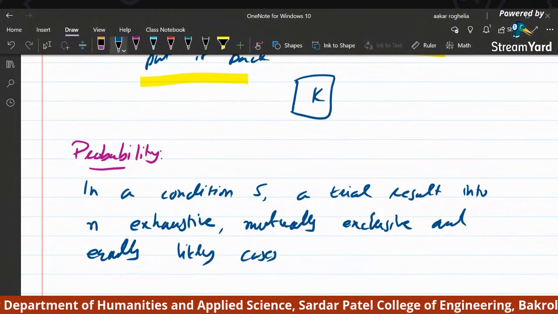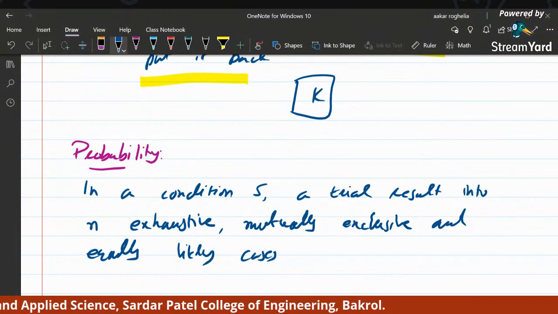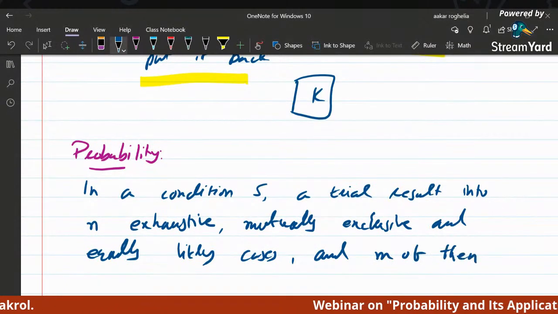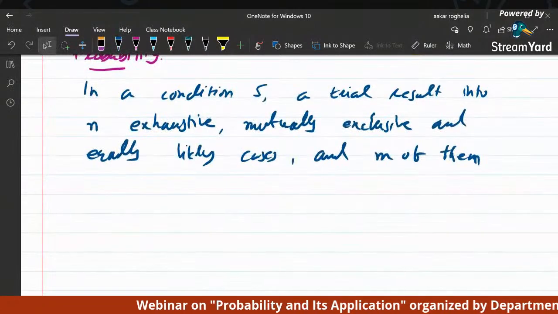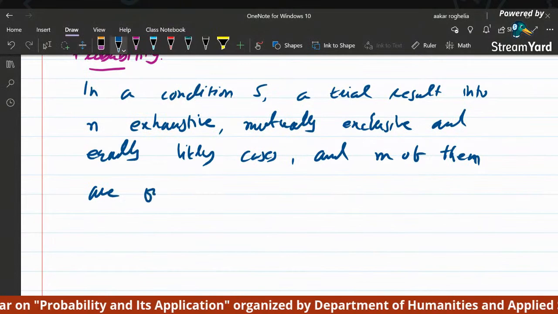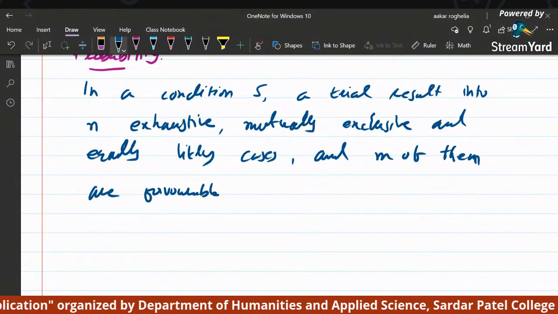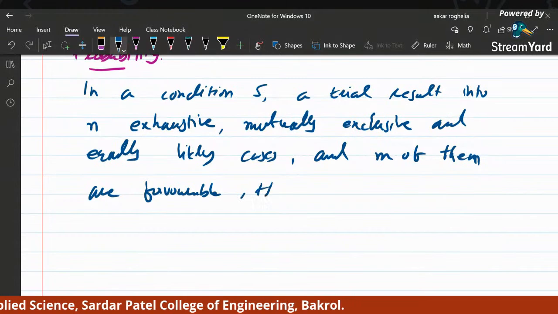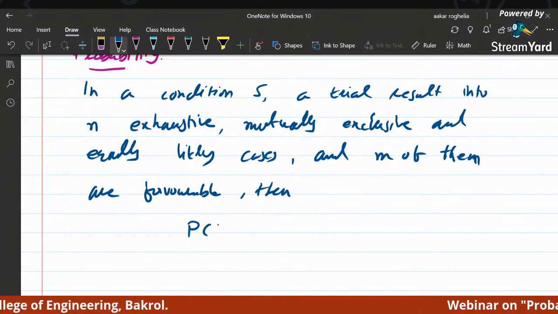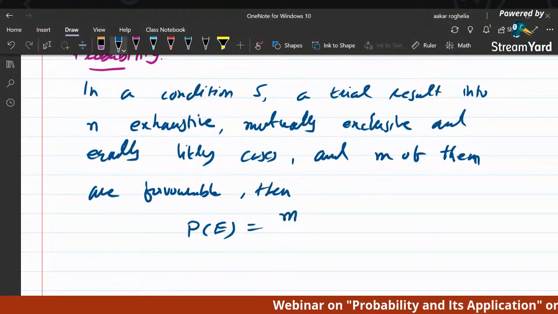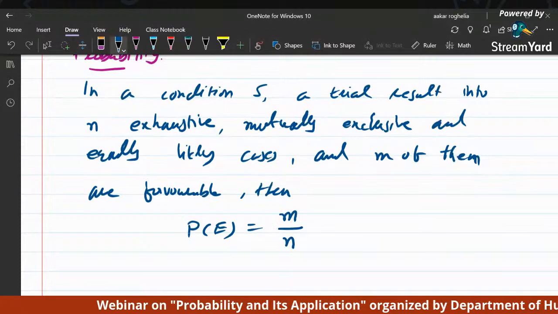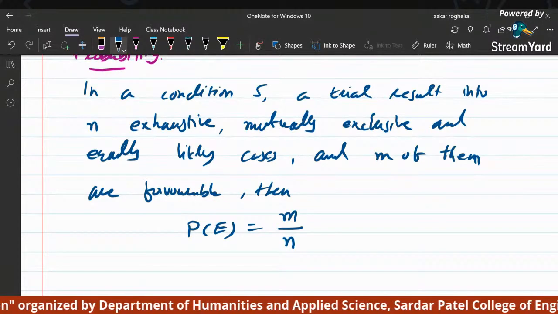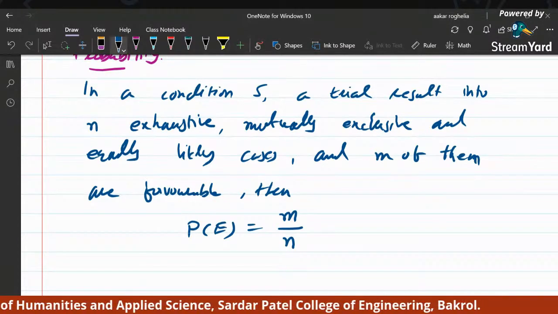Exhaustive, mutually exclusive, equally likely cases. And m of them are favorable for the happening of this event. Then the probability of E, as you know, is the favorable number of outcomes out of the total. So it is m by n. This is how the probability is actually defined.